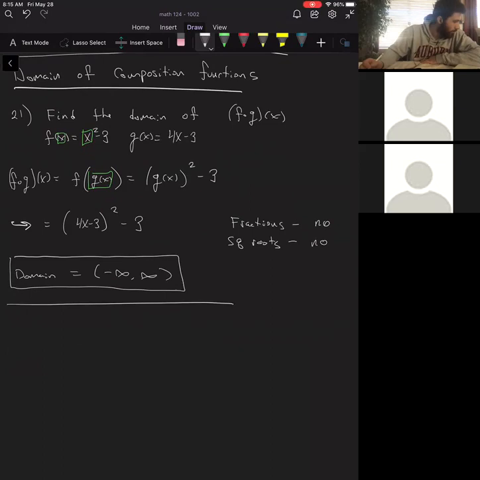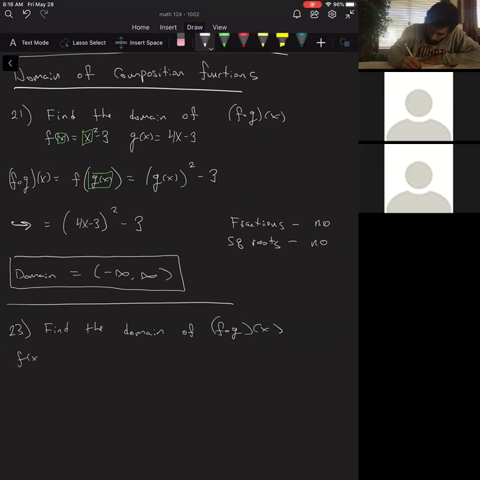All right, how about, let's do 23. So for this one, again, we just want to find the domain of f of g of x. And here we have f of x is equal to 4 over 1 minus 5x, and g of x is equal to 1 over x. All right, so now let's find the domain.